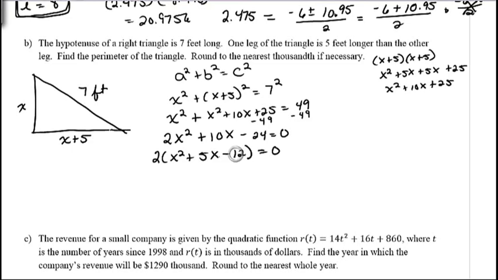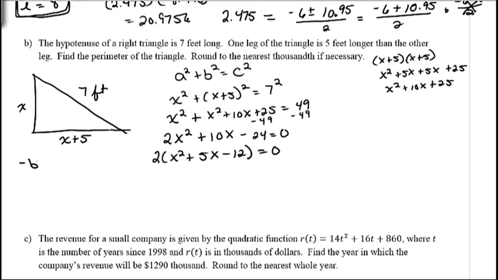So can I factor 12 so the sum will give me 5? And the answer is no. 1 and 12, any combination of that won't give me 5. Also, 2 and 6 won't give me 5, and neither will 3 and 4. And those are the only ways for us to factor 12. So we will need to use the quadratic formula.